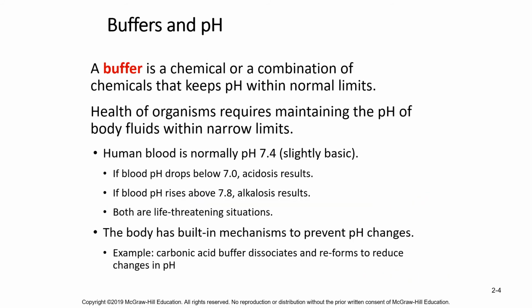A buffer is something that maintains a certain pH value no matter how much acid or base you add. Now there are limits to it. You could overwhelm a buffer, but in general they resist pH change. They're going to keep pH at a certain level. Your body keeps human blood right around 7.3, 7.4.